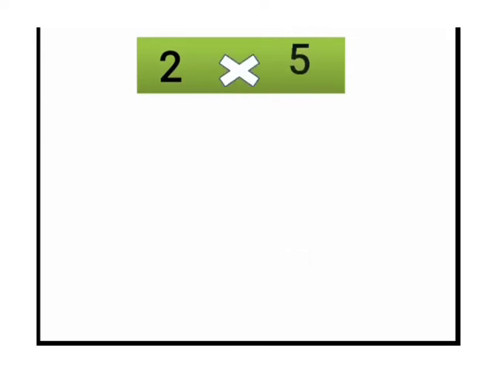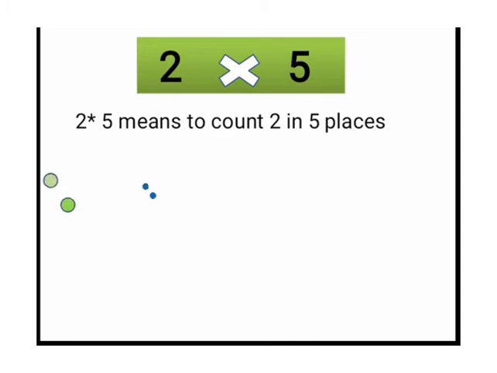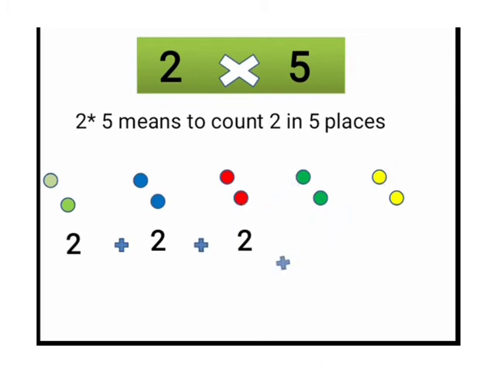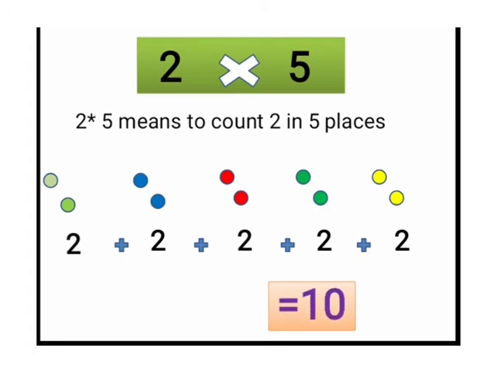2 times 5. 2 times 5 means to count 2 in 5 places. Can you see it? So we have 2 plus 2 plus 2 plus 2 plus 2. All together we have 10. 2 times 5 is 10. 2 plus 2 plus 2 plus 2 plus 2 is also 10.